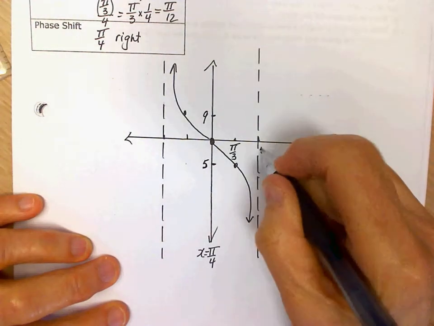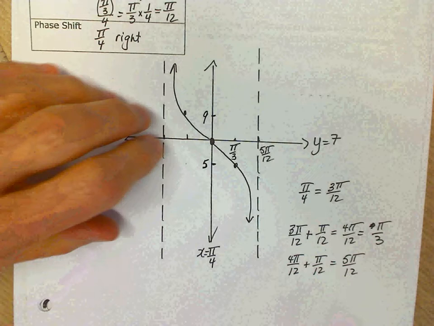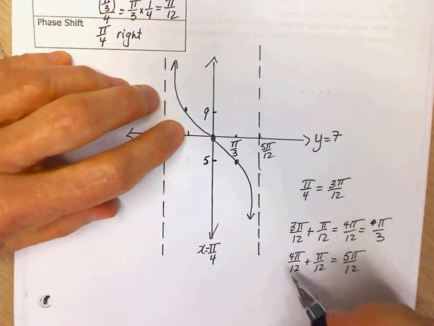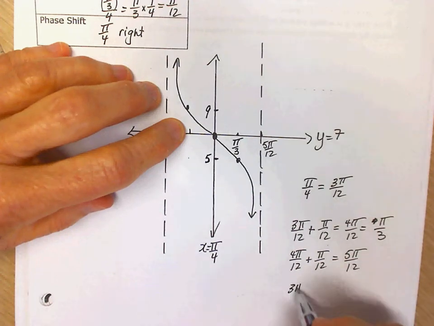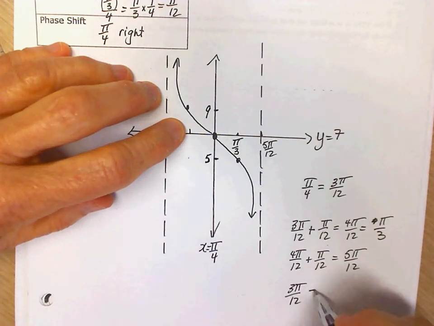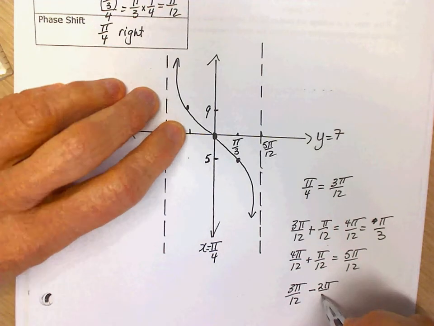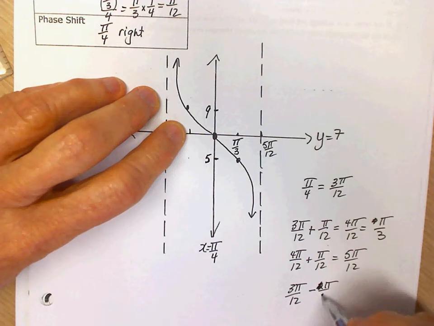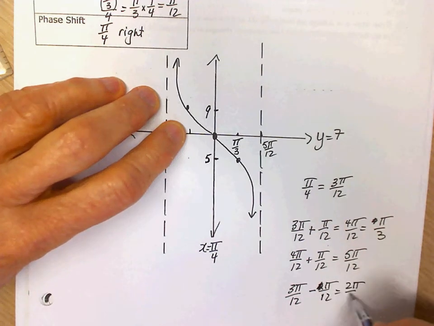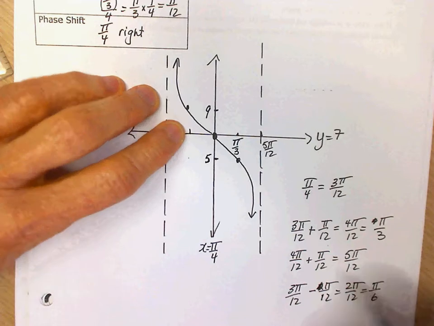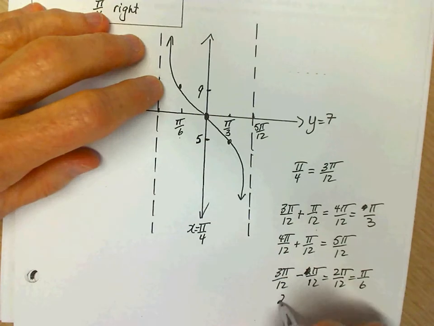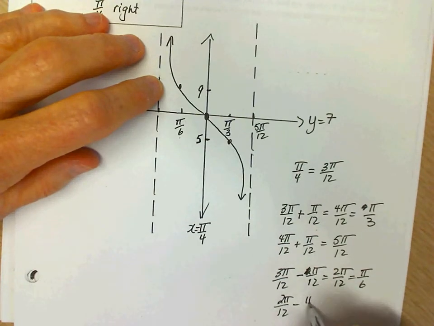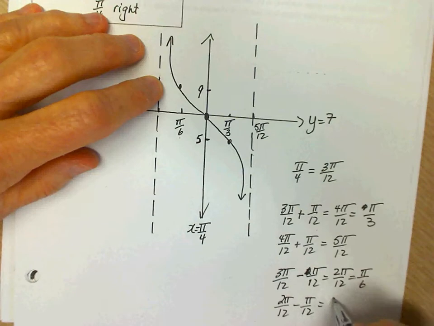Here we're going to have to subtract from pi by 4. You know that pi by 4 is 3 pi by 12 minus pi by 12 equals 2 pi by 12 equals pi by 6. So this is going to be pi by 6. 2 pi by 12 minus pi by 12 equals pi by 12. So this is going to be pi by 12.